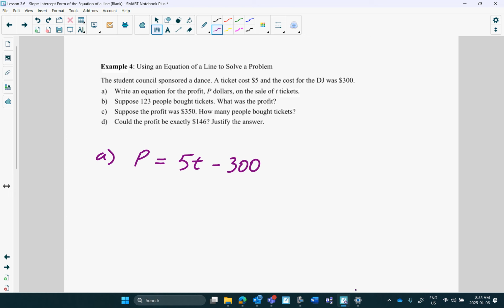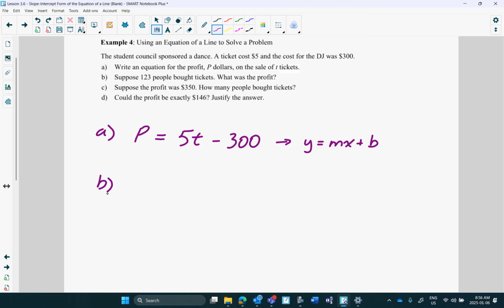We did questions like this last year. And notice that this actually is in the form y equals mx plus b. It's just instead of y and x, we've used capital P and little t. So you could actually graph this situation to show how your profit changes over time, right? But we're not going to do that here. We're going to use this equation to answer some questions.